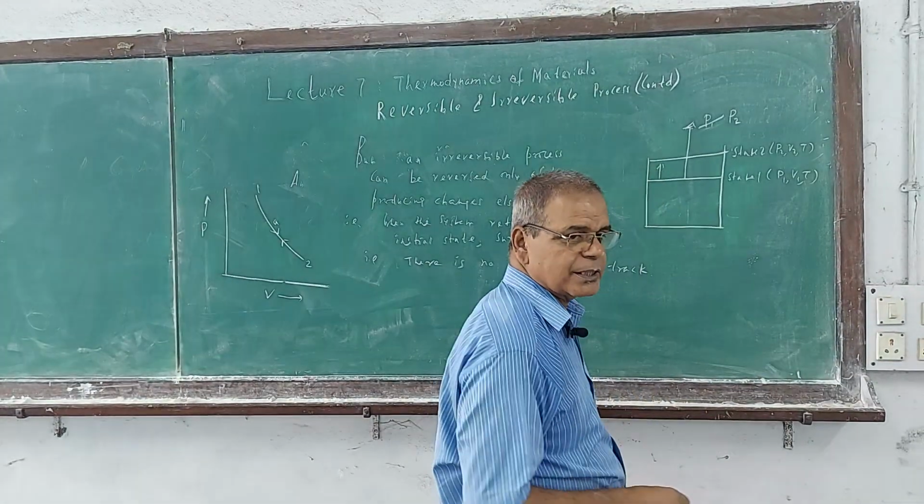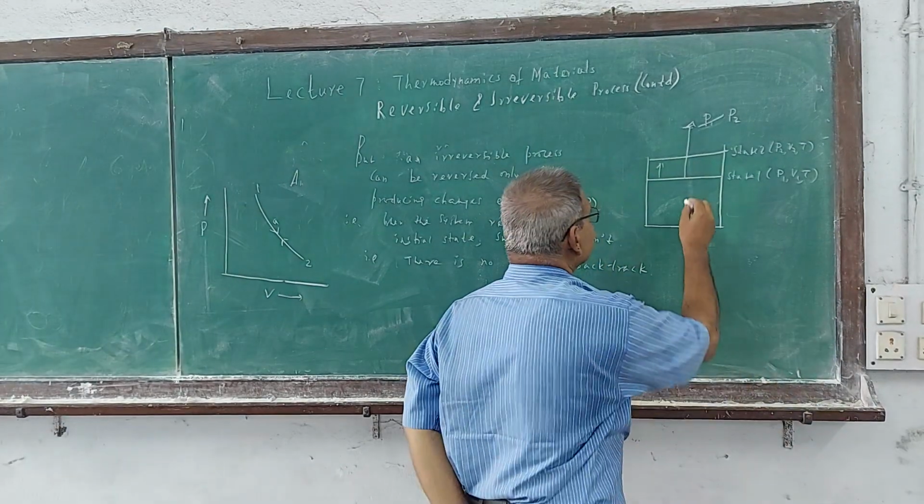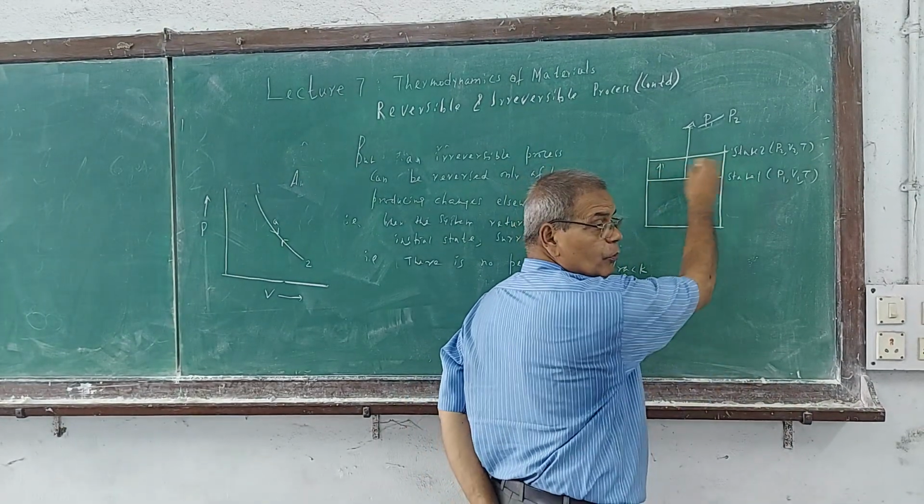P1 to P2. What is this? Abruptly changed. Abruptly changed, then it will move through non-equilibrium states.